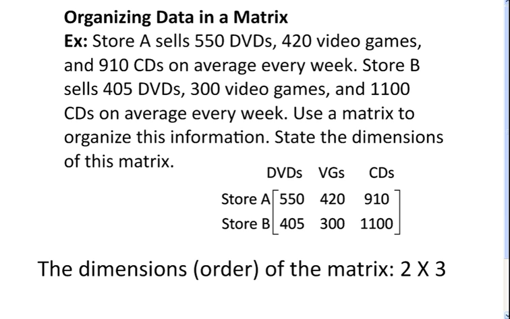When you look at it, they took Store A and the titles DVDs, video games, and CDs, and plugged in the numbers, and they did that with Store B. Here's a row and a row, so that's 2. And then you have the DVDs, video games, and CDs, which is 1, 2, 3 for the product. So it's a 2 by 3 matrix. You always start with the rows first, the horizontal, and then the columns next.